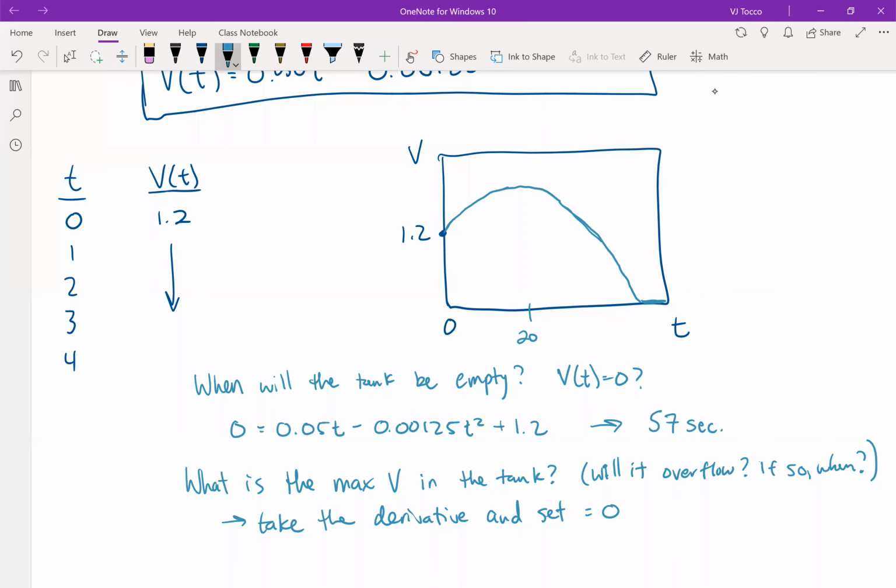Okay, so that's all for this example. We'll get into some more examples in the next couple of class periods.